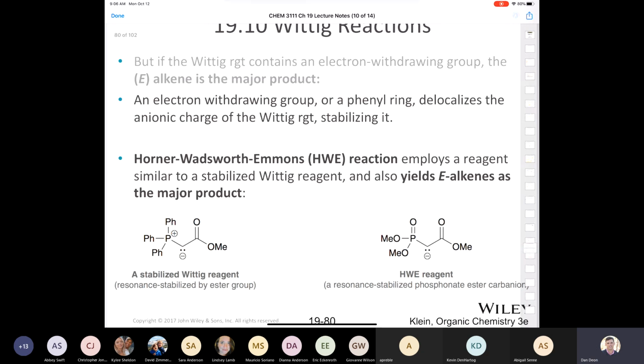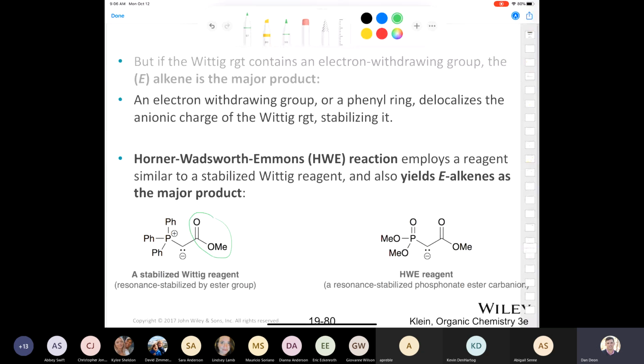So here we have our electron withdrawing group, okay, right here, our ester. And so that's our stabilized Wittig. And the Horner-Wadsworth-Emmons reagent is called a phosphonate ester. So we have a phosphonate over here, and then we have an ester over here. And so, yeah, the Horner-Wadsworth-Emmons reagent will also give you the E. So both of these will give you the E products.